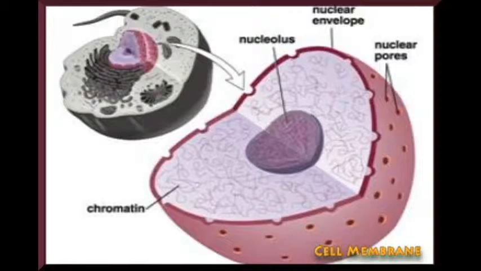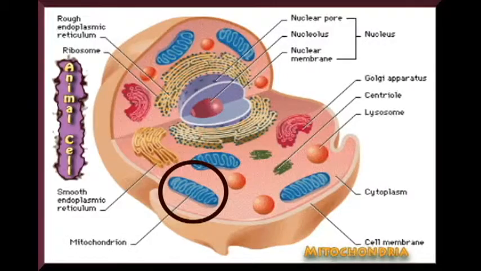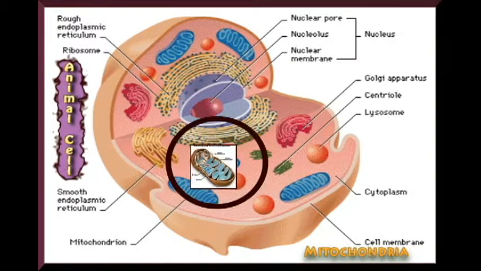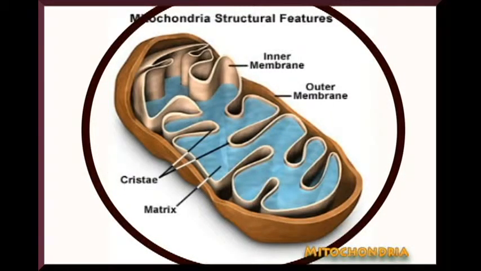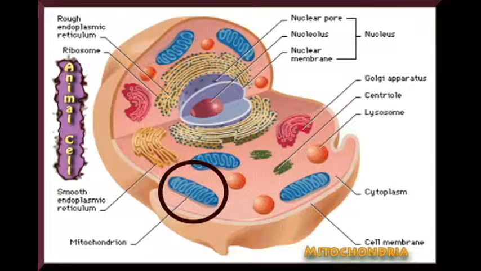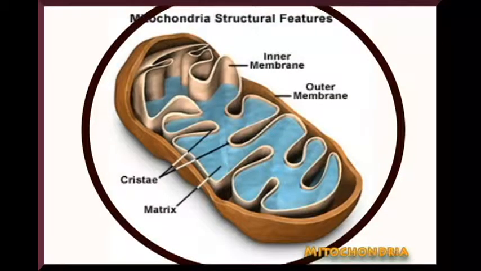That is the nucleus. Then we have the mitochondria. Mitochondria, we call it the powerhouse of the cell. It is the one which is responsible for the production of energy from the food substances. Therefore, it is also important, and it's the part of the cell that provides the cells with energy.